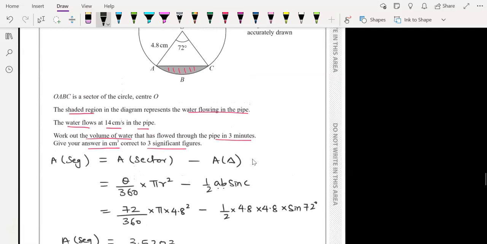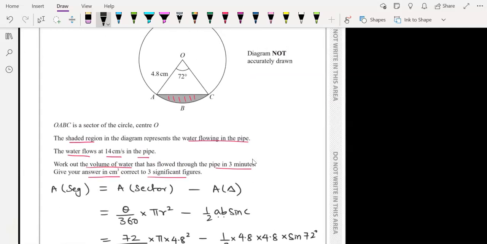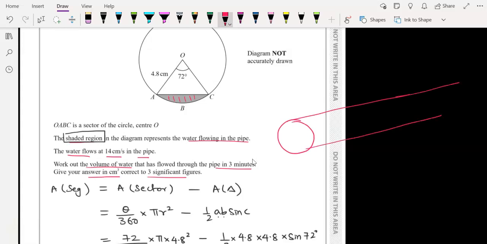Now if you go back to the diagram, basically the shaded region, that is the area of segment, represents the water flowing in the pipe. So let's draw a diagram to understand it better. So suppose this is a pipe which is in the shape of a cylinder, which extends. Now here water is up to this level, so it means you have water at this level.